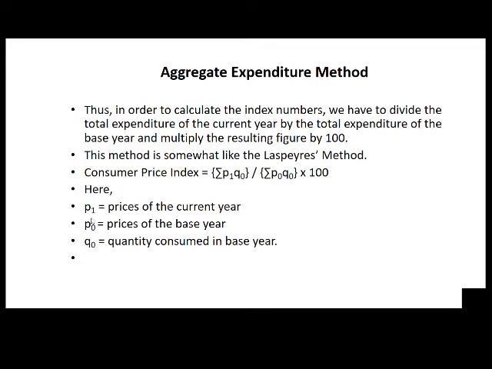Here P1 is nothing but the price of the current year. P means price, 1 means current year. Next, P0: P represents price, 0 represents the base year. That means P0 represents the price of the base year. Likewise, Q means quantity, 0 means base year. So Q0 represents the quantity consumed in the base year.